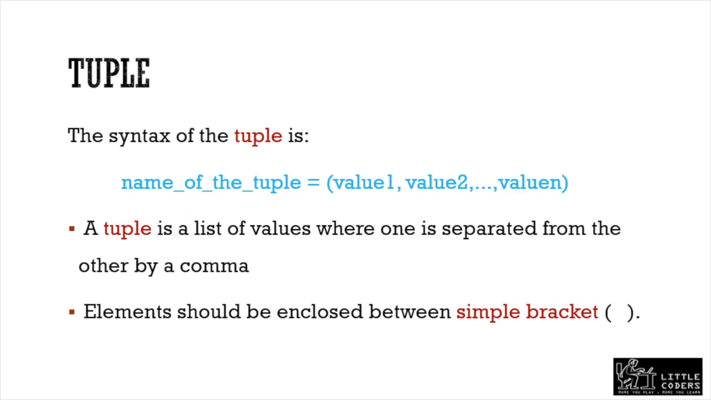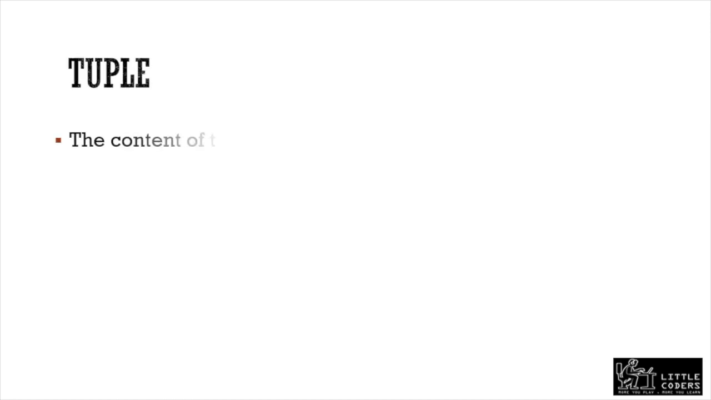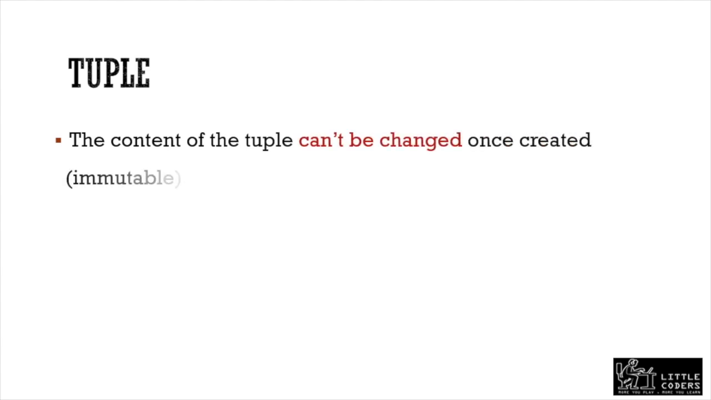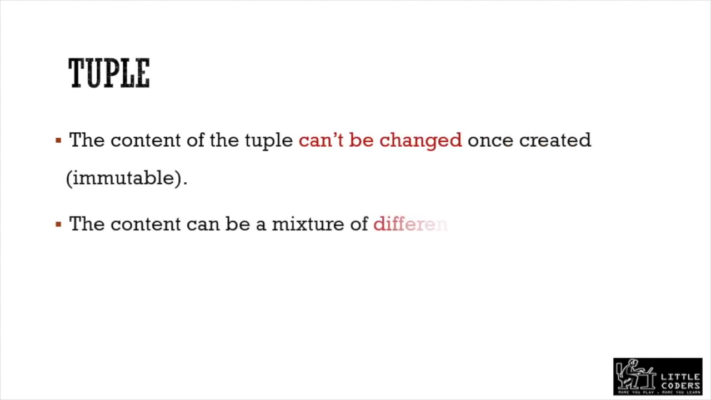The syntax of the tuple is the name of the tuple. Instead of square brackets we have to use simple brackets, and all the values have to be separated by a comma. A tuple is a list of values where one is separated from the other by a comma, the same rule as a list, and the elements should be enclosed between simple brackets. Here it is a simple bracket and not a square bracket. The content of the tuple cannot be changed once created.